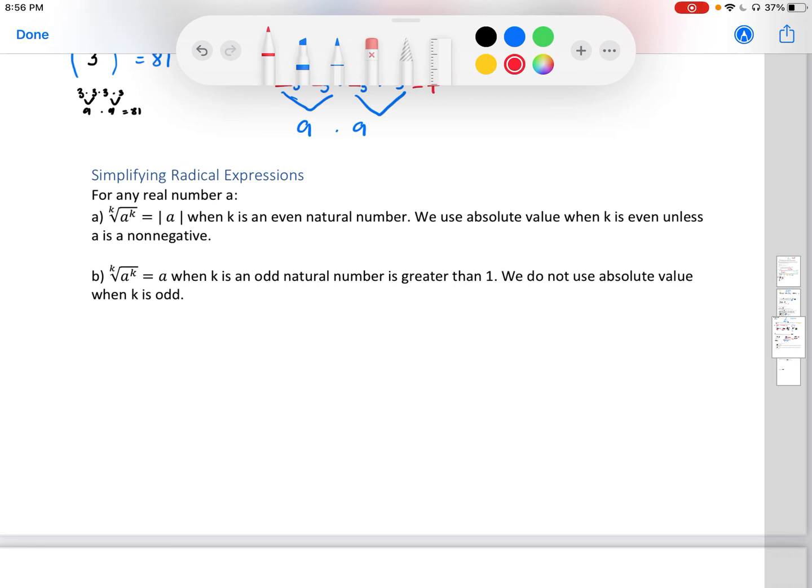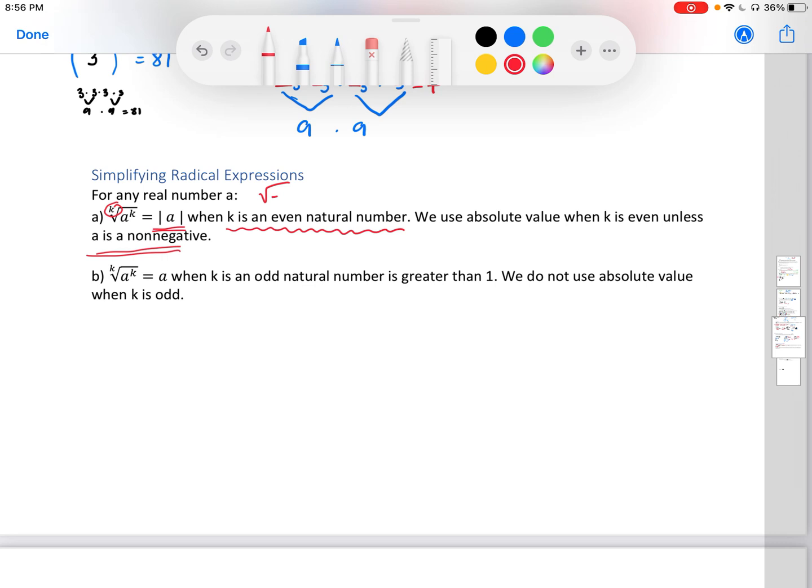Moving on, simplifying radical expressions. For any real number a, the kth root of a to the k equals the absolute value of a, when k is an even natural number. So if this is an even number, I might have to be careful and apply the absolute value. Because again, I can't be in a situation where I'm taking the square root of a negative. We use absolute value when k is even unless a is non-negative.